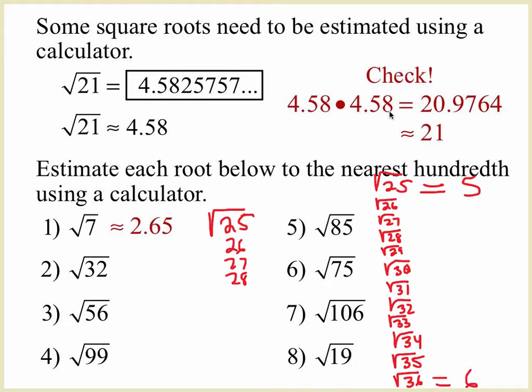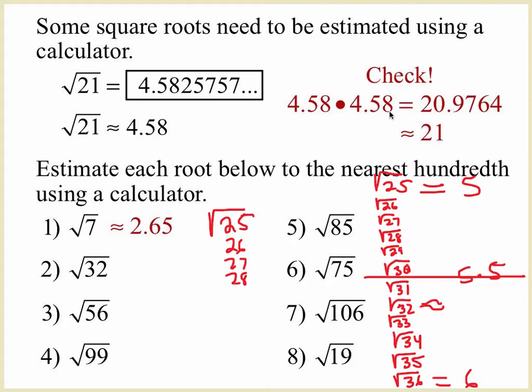So the square root of 32, is it closer to 36 or is it closer to 25? Looks like it's a little bit closer to 36. And so I would say my halfway point, 1, 2, 3, 4, 5, 6, would be about 1, 2, 3, 4, 5 in. That's about halfway. That's 5 and 5/10. So it's a little bit more.